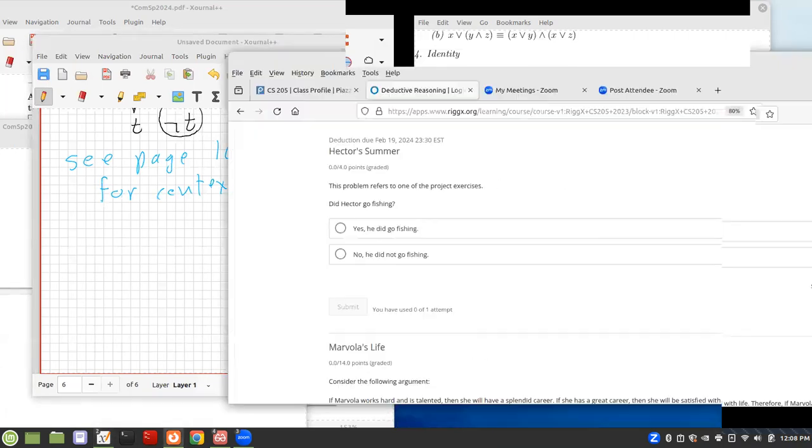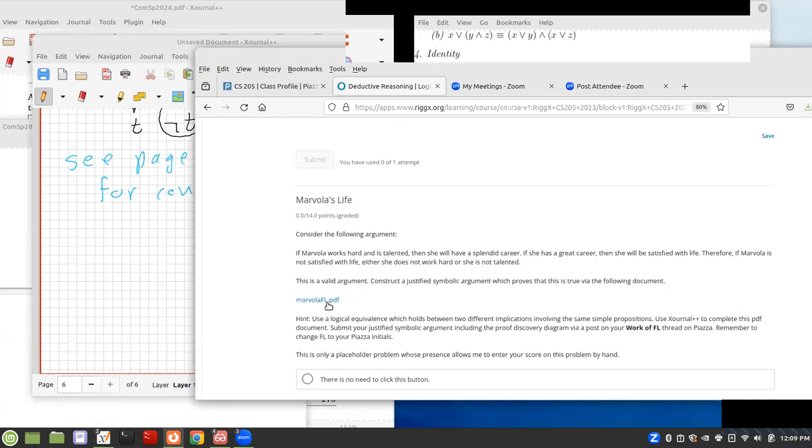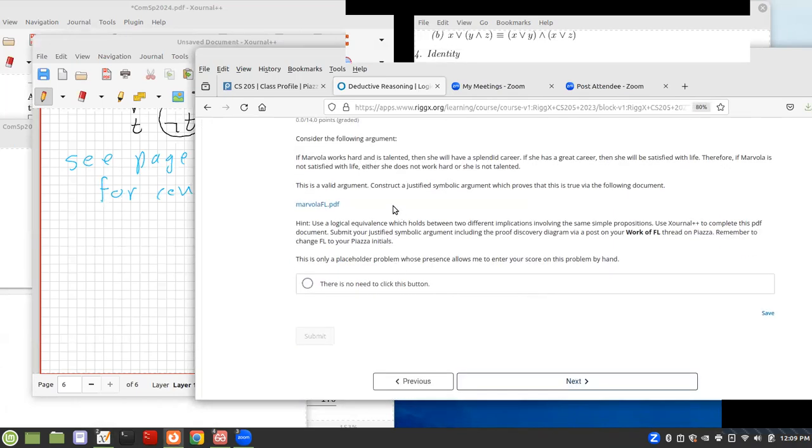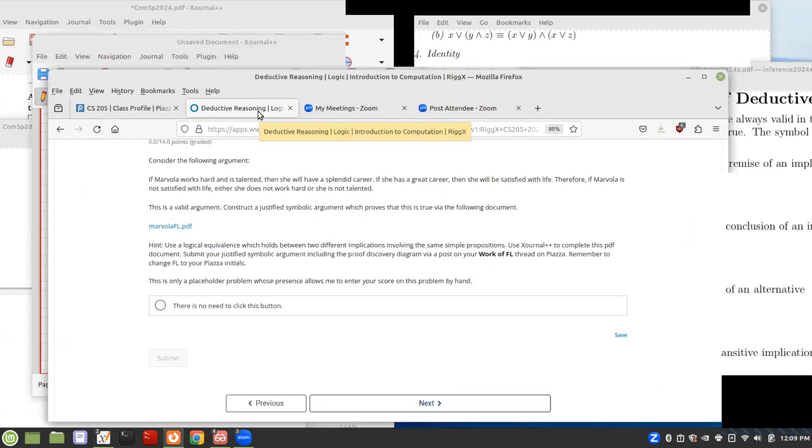And then there's one here where you download a PDF, you construct the argument, and then put the answer on Piazza. So those are your exercises, your participation exercises for this week. And the idea is that I want you to do it this week because this is part of coming to class and engaging in the material and working on it this week. So that's why we don't do late work on this stuff, because it's work that you do during the week. It's your participation score for the semester for this week.